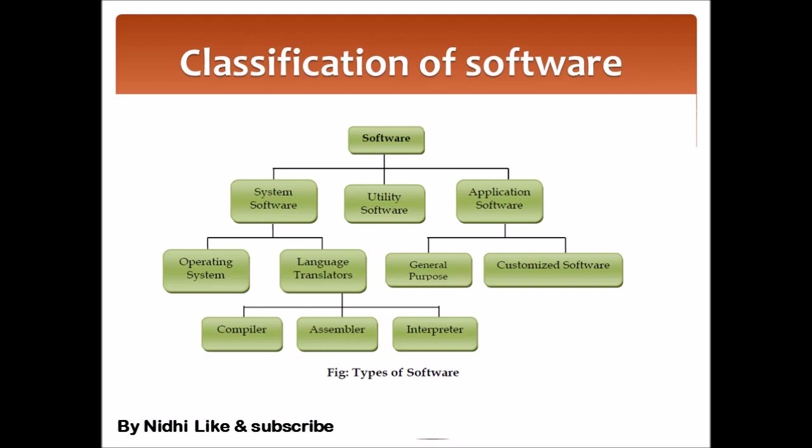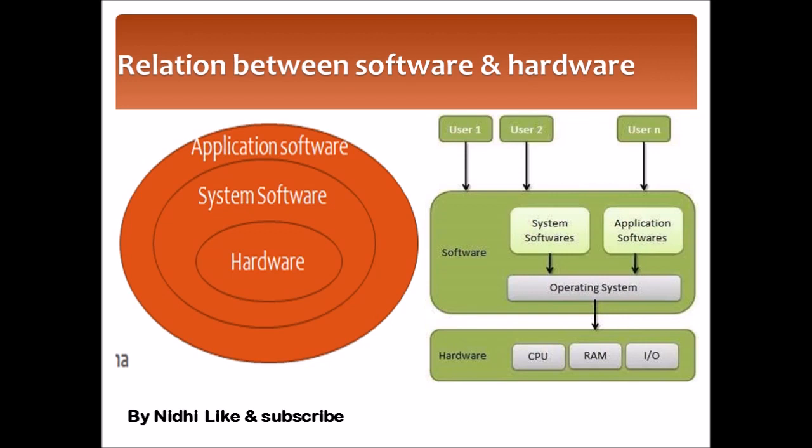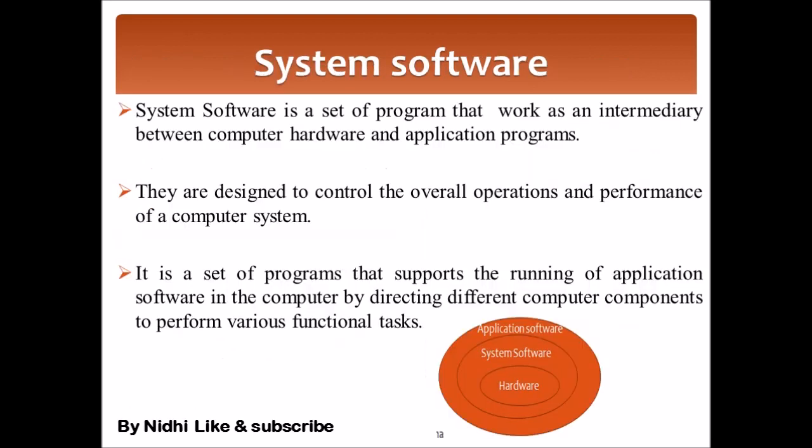See here, the relation between software and hardware is given. At the bottom, hardware resides, including CPU, RAM, input and output, which we have seen in the previous two chapters. Above hardware we install system software, which includes the operating system, language translators and other types of system software. Above this system software, application software can be installed. Users always interact with the application software. So here you can see the relationship between hardware and software.